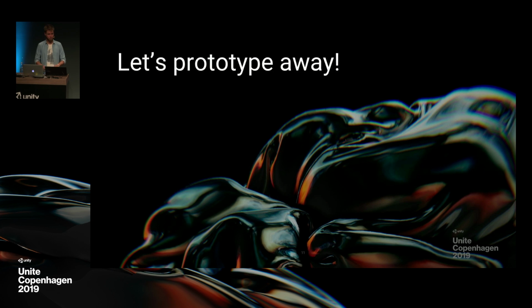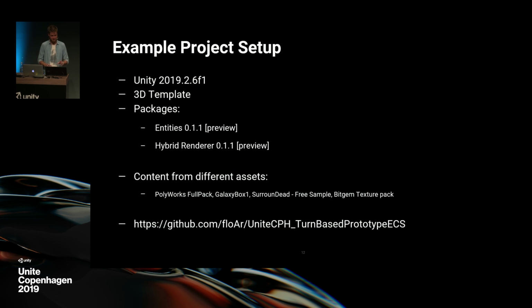That's for the introduction. I hope you feel what we are going for, and now we're going to start building our prototype. Just a brief slide. We're going to use Unity 2019.2-something. It's a 3D template. I installed the entities and hybrid renderer package. I also have different content assets from the asset store to make it look a bit more shiny.